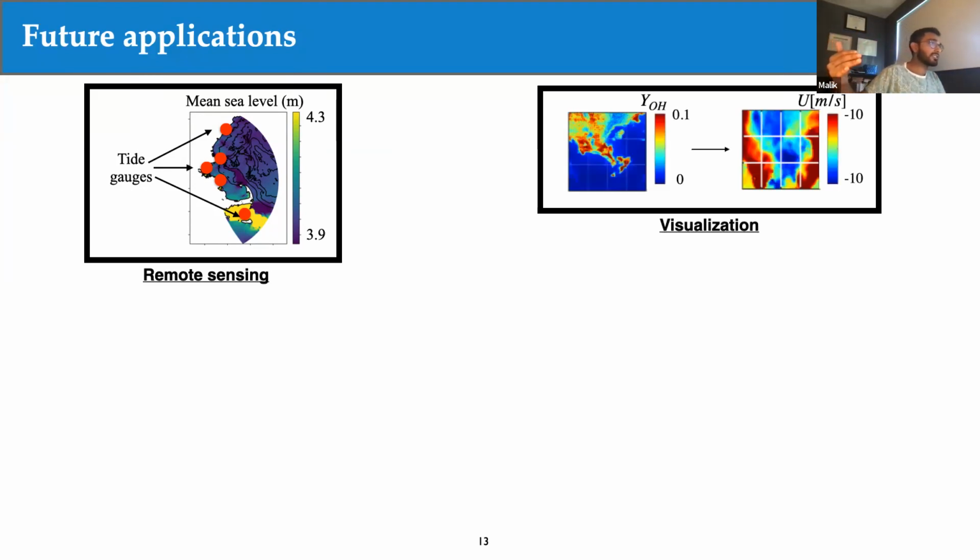For visualization, this can be useful. My turbulent combustion background leads me to realize that when we do experiments and we want to measure things about combustion, we usually measure velocity and then maybe species mass fraction and temperature. Typically, velocity is very easy to measure, but species mass fraction and temperature may not be. So you can imagine that you can generate the fields that are difficult to measure using the ones that are easy to measure.